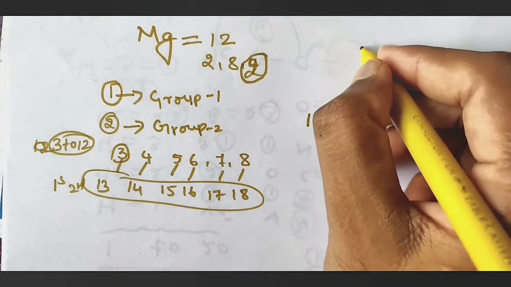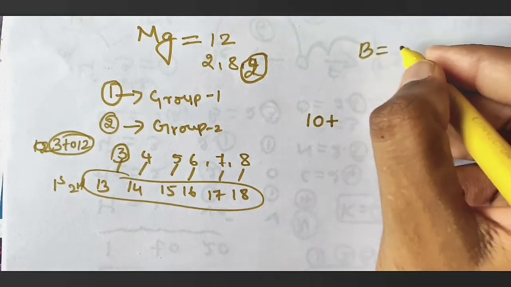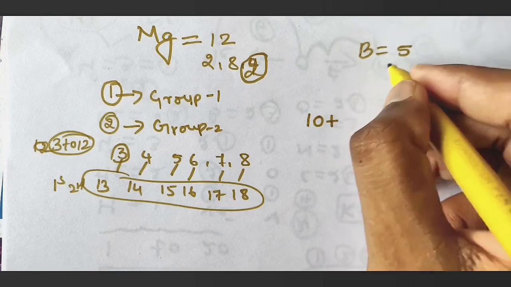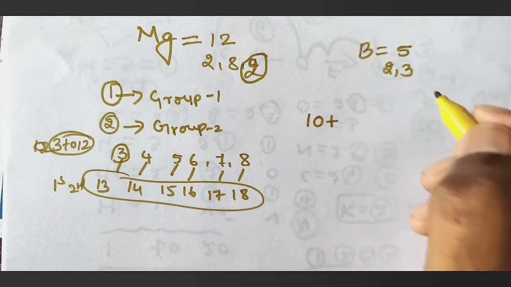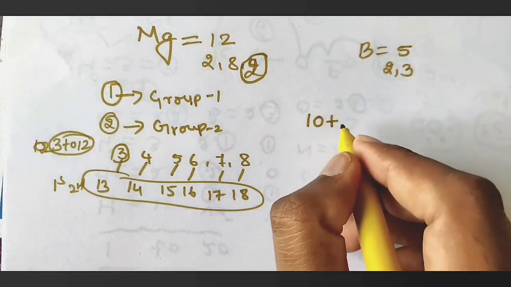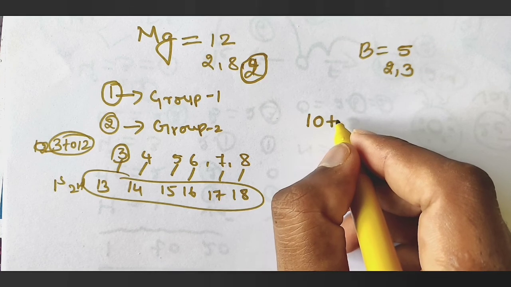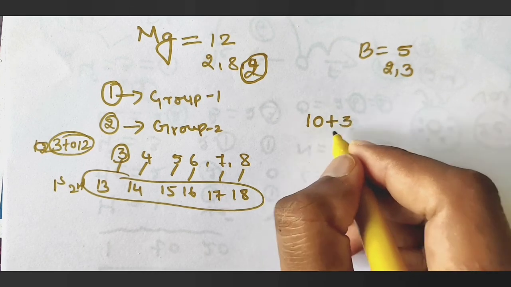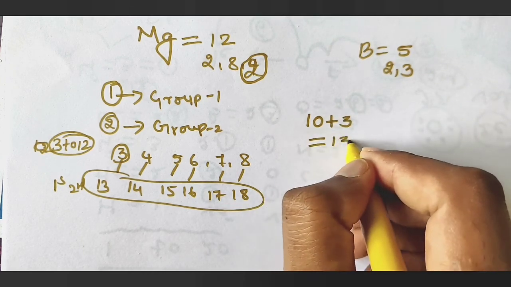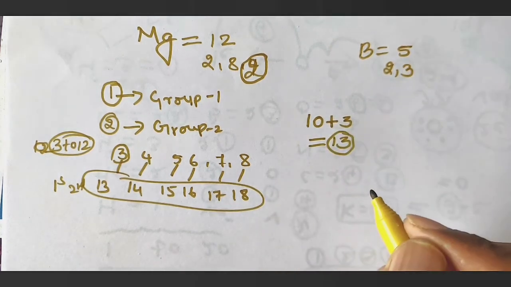For example, you have boron. What is the atomic number? 5. So the valence electrons are 3. Now you have to add 10. So 3 plus 10, that is 13. It belongs to group 13.